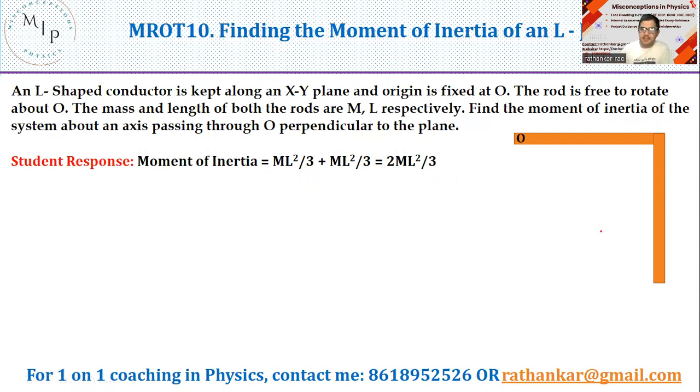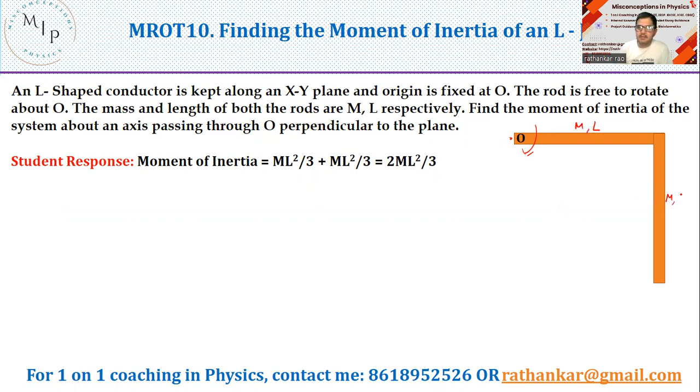So you see this is an L joint. This was a previous JEE Mains question. An L-shaped conductor is placed along an XY plane, and the origin is fixed at O. So at this point, it's been hinged. The rod is free to rotate. Either I can rotate it like this, or maybe I'll be able to rotate in upward direction. The mass and length of both the rods are M and L.